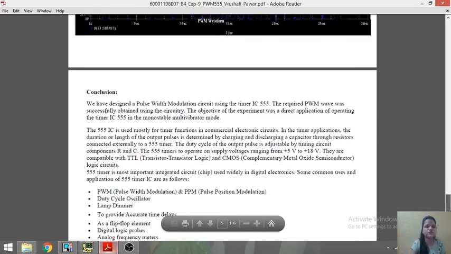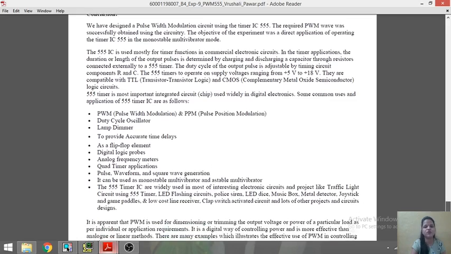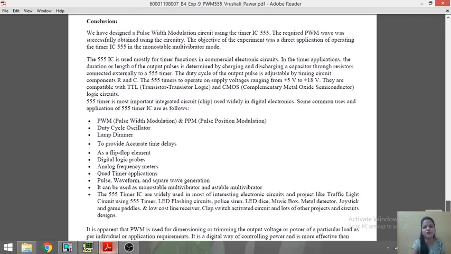So the conclusion for this: we have designed the pulse width modulation circuit using a timer IC 555. The required PWM wave was successfully obtained using the circuitry. The objective of this experiment was a direct application of operating the timer IC in monostable mode. Here are the applications of the 555 IC: PWM, duty cycle oscillator, lamp dimmer, to provide an accurate time delay, as a flip-flop element, digital probe and many more.